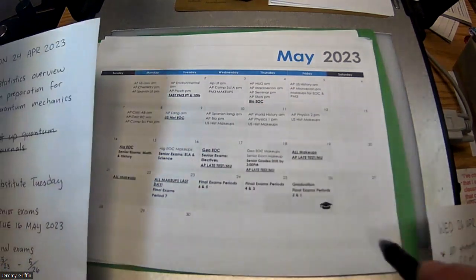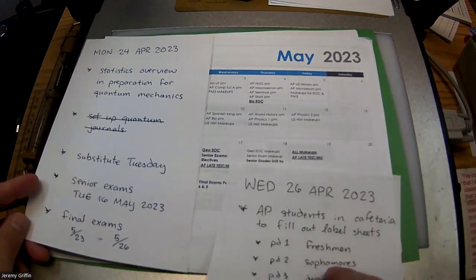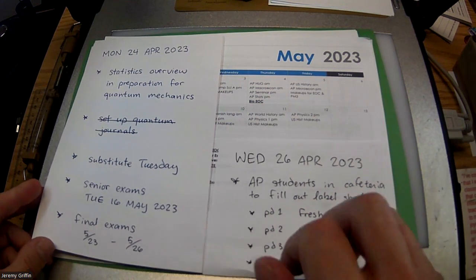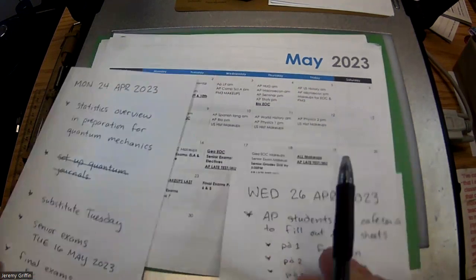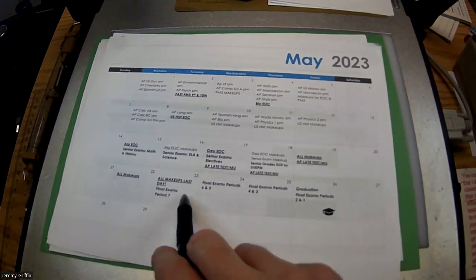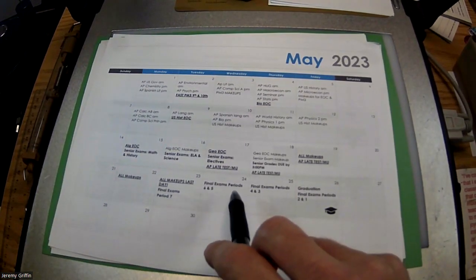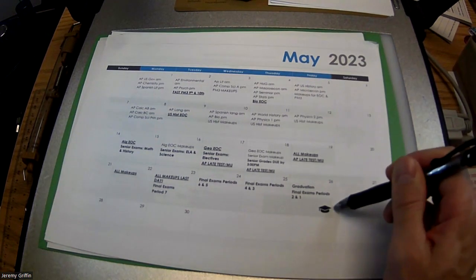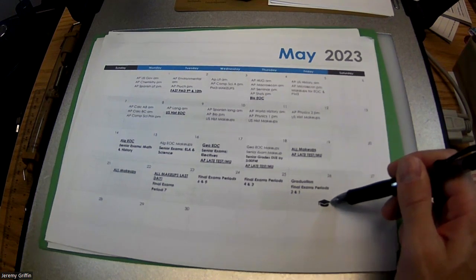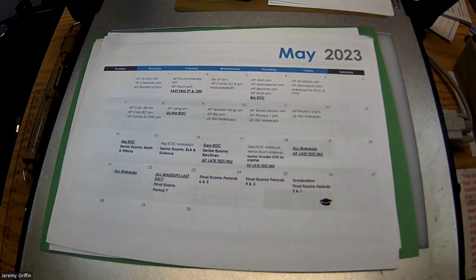Now everybody else, all my sophomores and juniors, you're going to have your final exams the last week in May, the 23rd to the 26th. The 23rd is period 7, and then after that goes period 6, 5, 4, 3, 2, and 1. And the 26th is also graduation day. That's what this graduation cap is about.